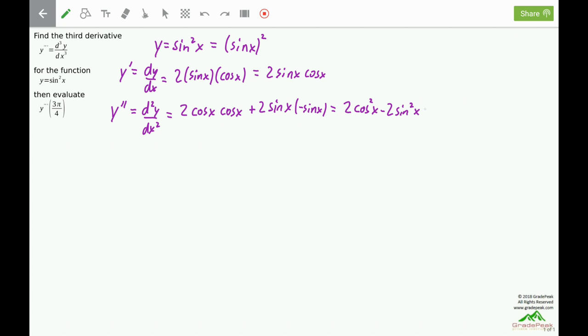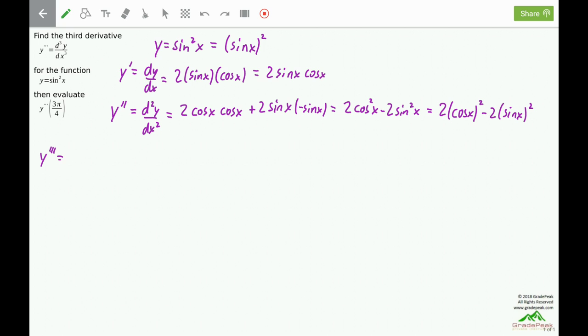And we have 2 cosine squared x minus 2 sine squared x, which we may want to rewrite as 2 cosine of x and then squared, and 2 sine of x and then squared, to remind us of how to take the derivative, because we are going to the third derivative here.